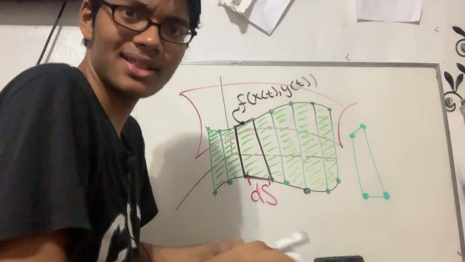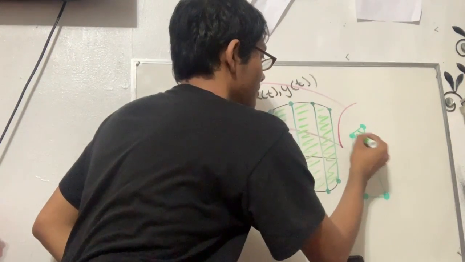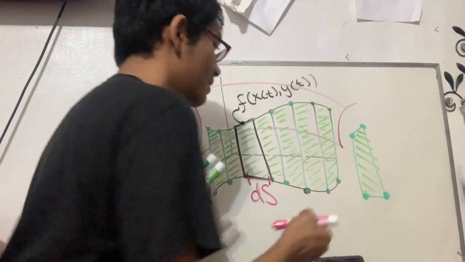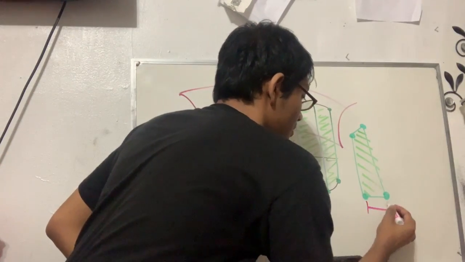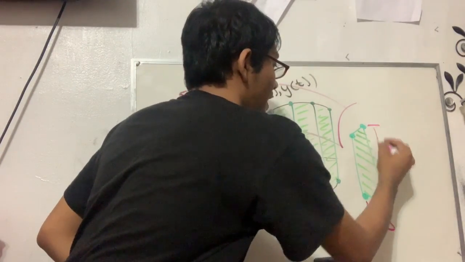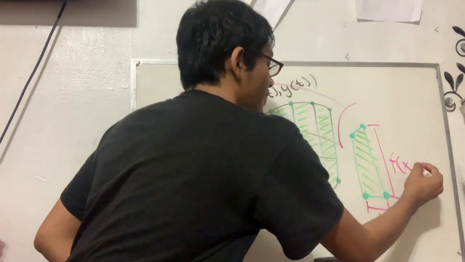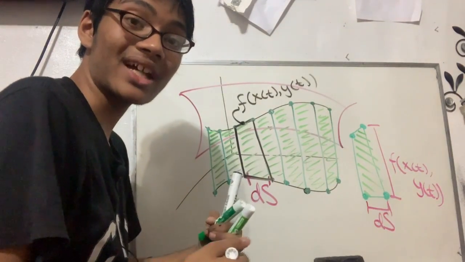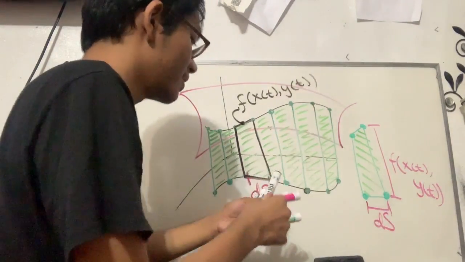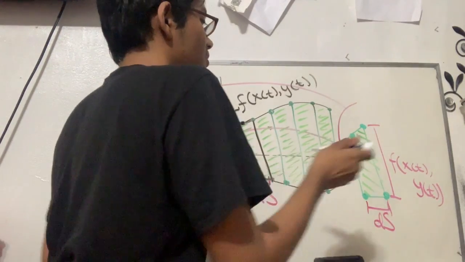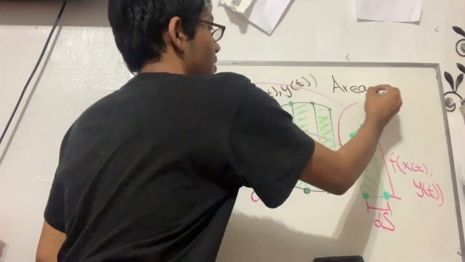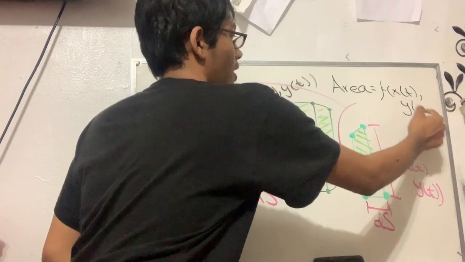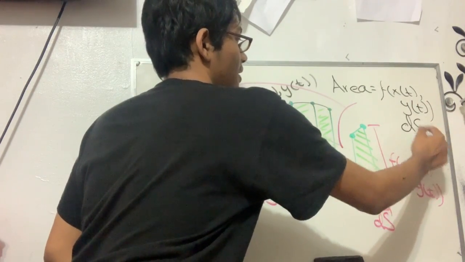The area of this piece is simply going to be the base times its height. So check it out. I know what the base is. My base is simply ds, a differential length in arc length. And I know what my height is. My height is f of x of t comma y of t. And so putting those two facts together, I know what the area of this rectangle is. What's my area going to be? It's going to be f of x of t comma y of t times ds.